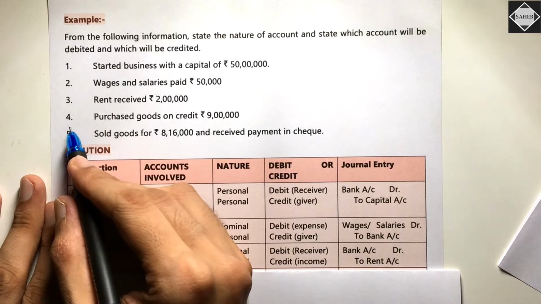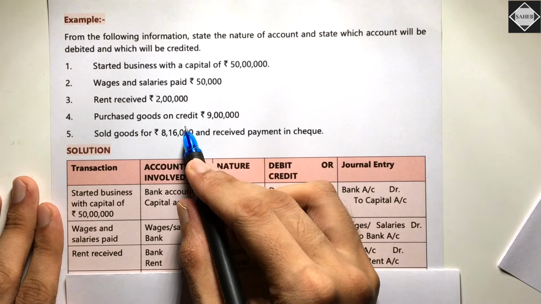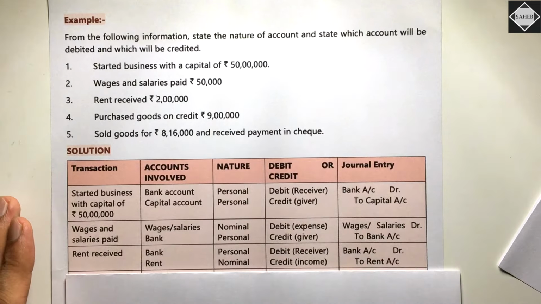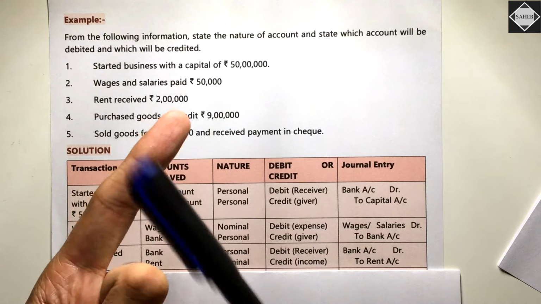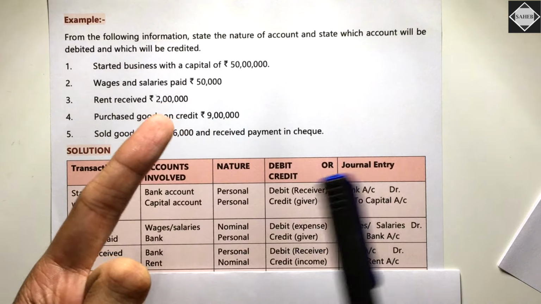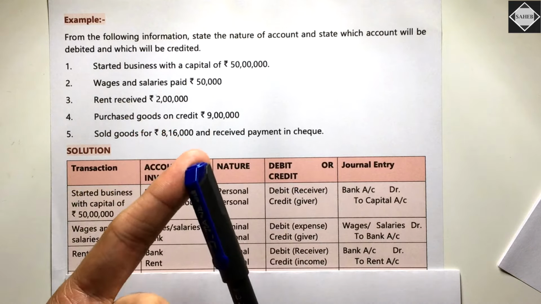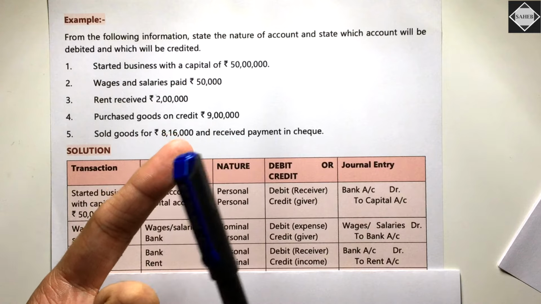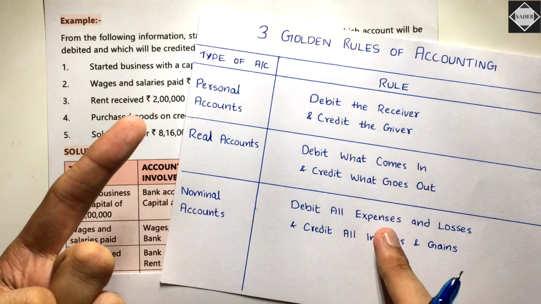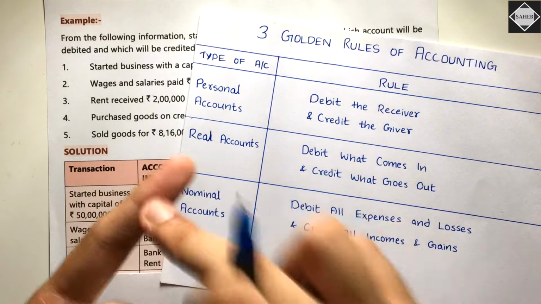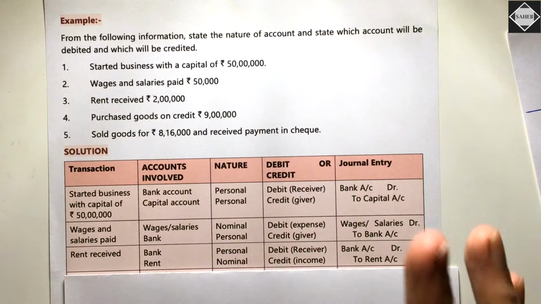The next transaction, purchase goods on credit 9 lakhs. On credit they are saying you haven't paid the money. So tell me, which two accounts are involved over here? Purchase goods means purchase account is involved over here. Now what is purchases? Purchases is an expense account. What do we do with expenses? In which category it falls? It falls under nominal accounts category. We debit all expenses. So purchase account will always be debited. Remember this.